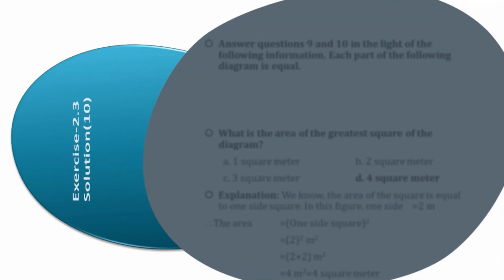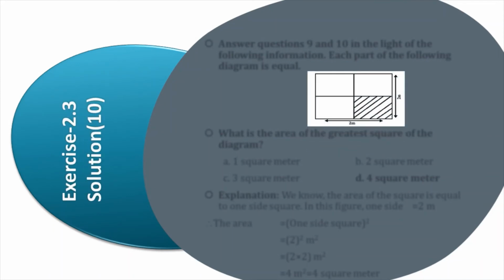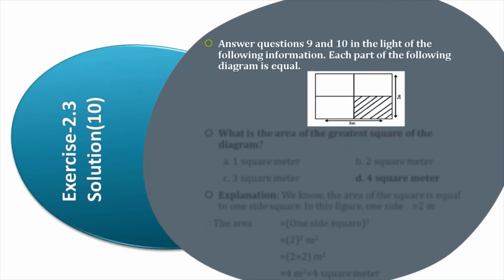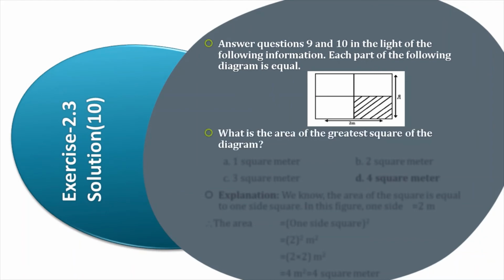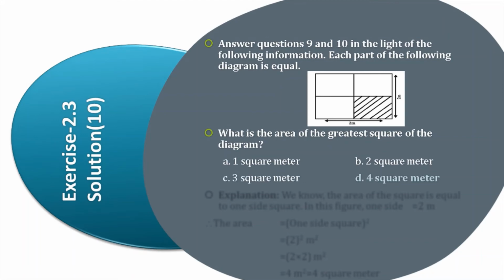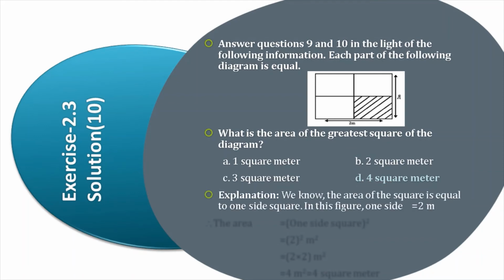Now solution number 10. That is the figure, and based on this figure you have to answer question number 10 also. So this is the question: what is the area of the greatest square of the diagram? 1 square meter, 2 square meter, 3 square meter, 4 square meter. 4 square meter is our desired answer, as you can see the marked part. Let us see the explanation of how we can get this answer. We know the area of the square is equal to one side squared. That is the formula of the area of the square.